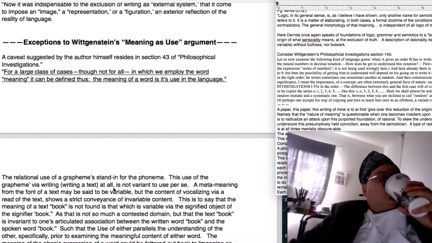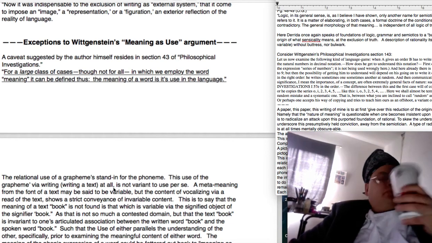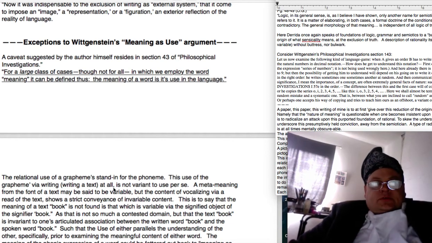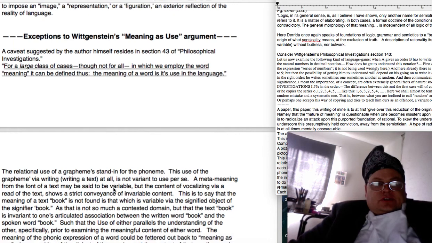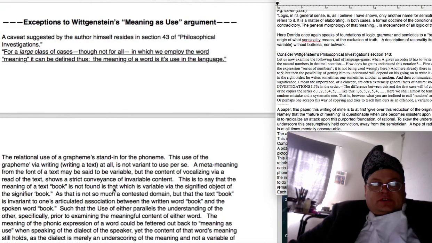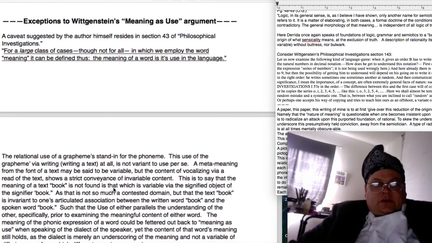Next chapter. Exceptions to Wittgenstein's meaning is use argument. A caveat suggested by the author himself resides in section 43 of Philosophical Investigations. For a large class of cases, though not for all, in which we employ the word meaning, it can be defined thus: the meaning of a word is its use in the language.